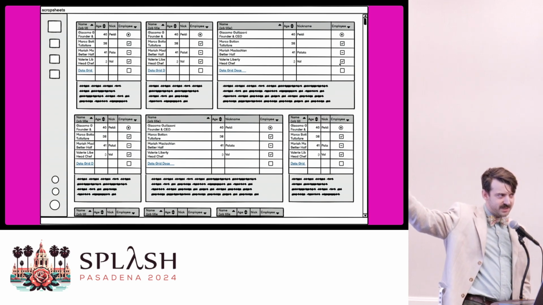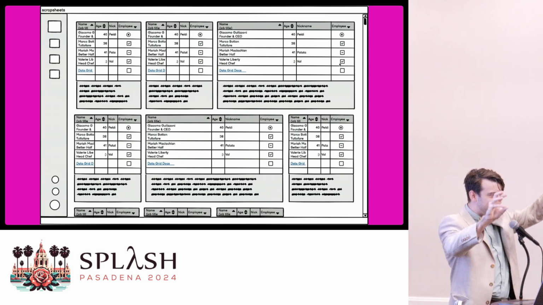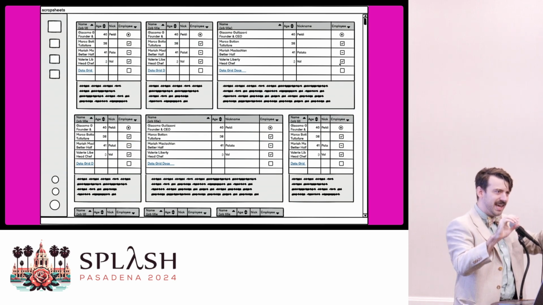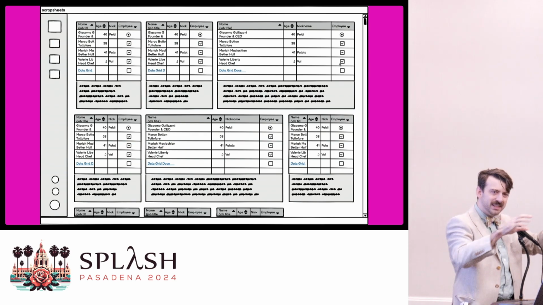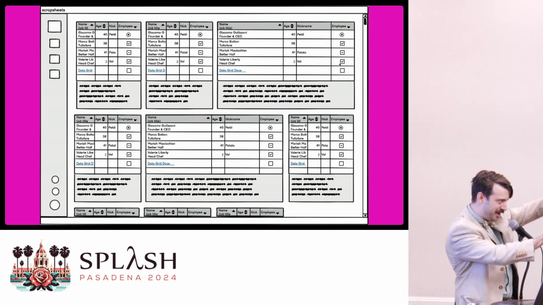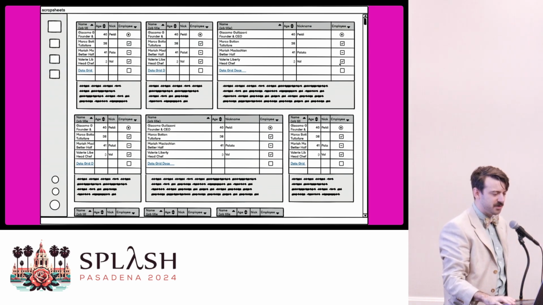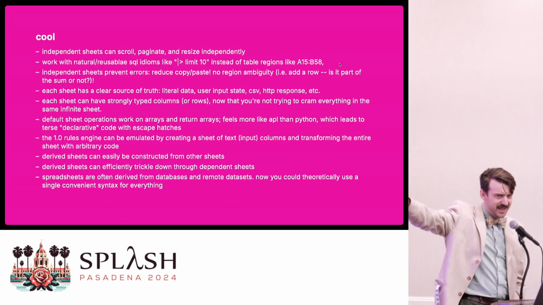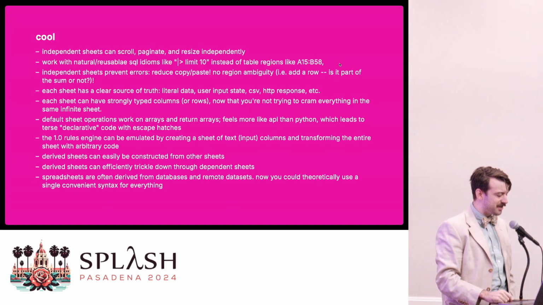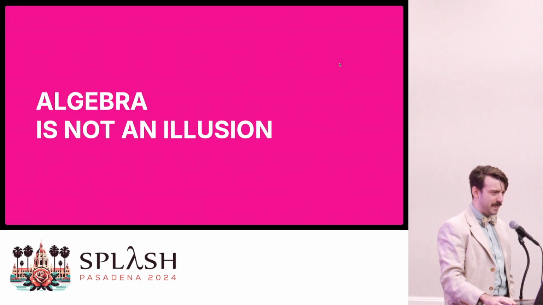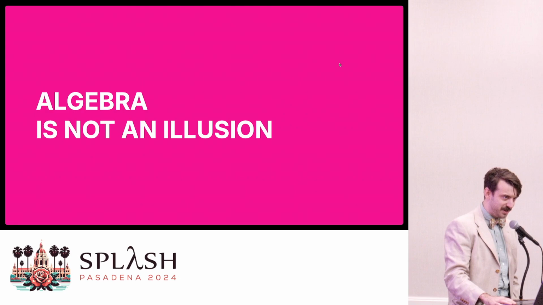I liked the rules idea, but I wanted to co-locate the rules with the data. Because when you really use spreadsheets, you're thinking about, okay, I have this little section over here, and it interacts with this. And so I kind of started with this next model, and it had a lot of nice properties, so I was pretty stoked. I will say to Ivan Reis that algebra is not an illusion.